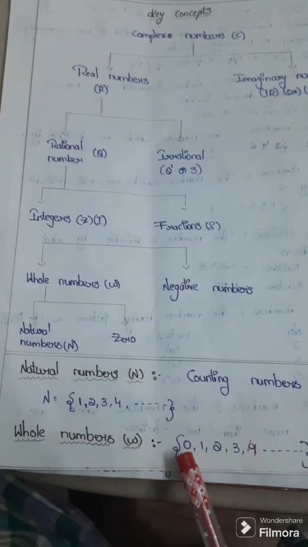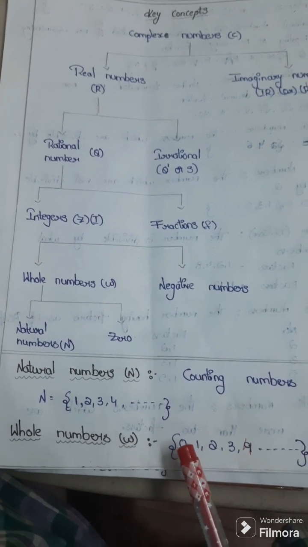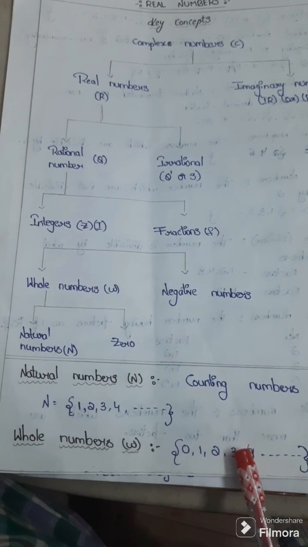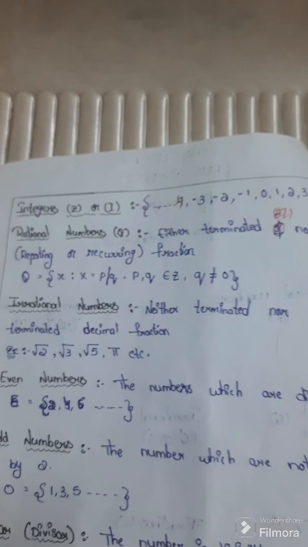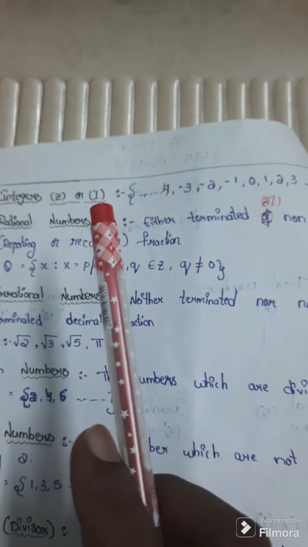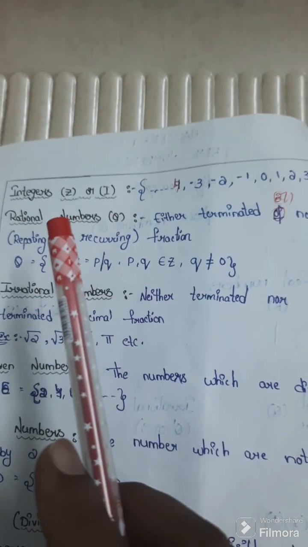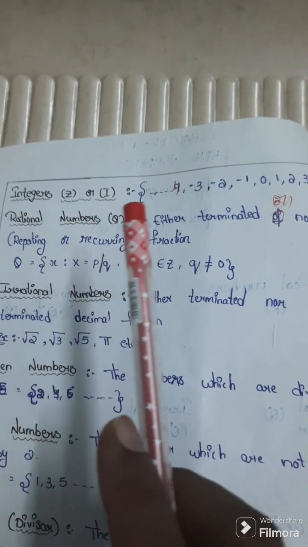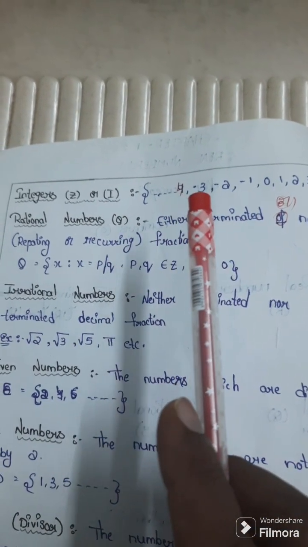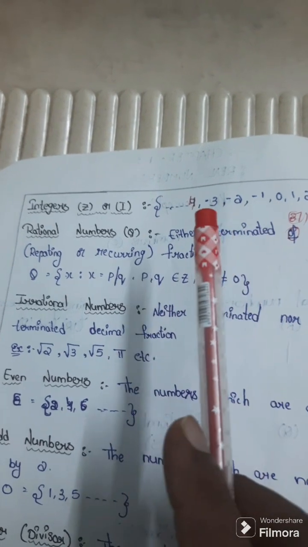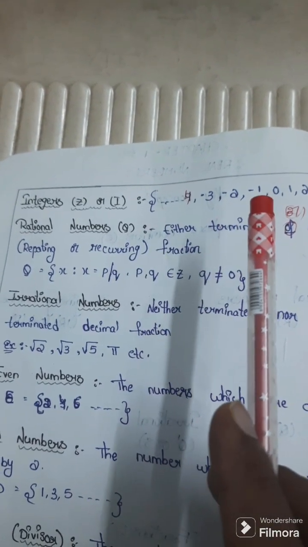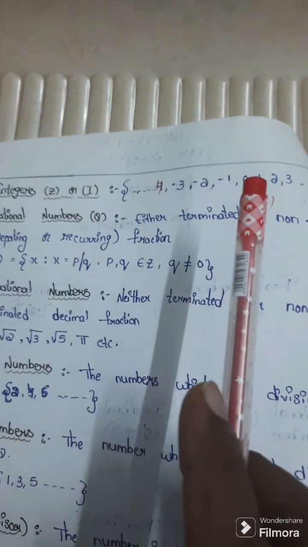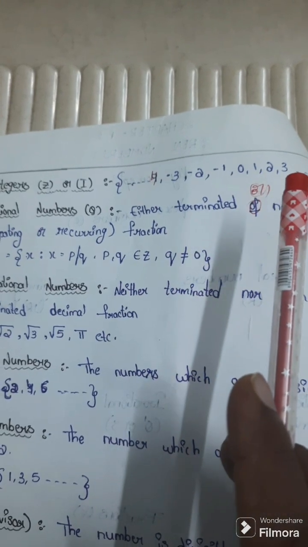Whole numbers are represented with W. It is the extra number 0 added to the natural numbers: 0, 1, 2, 3, 4, etc., up to infinity. Integers, Z or I, from the German Zahlen, I have already discussed. Integers is the English word. Negative numbers here are -4, -3, -2, -1. From this side onwards we should write -1, -2, -3, -4, etc. Then 0, 1, 2, 3, 4, etc.